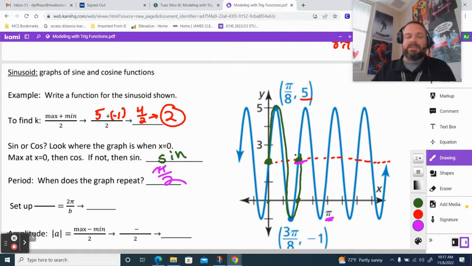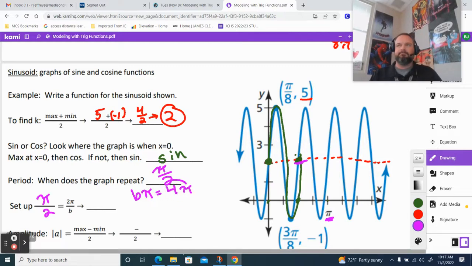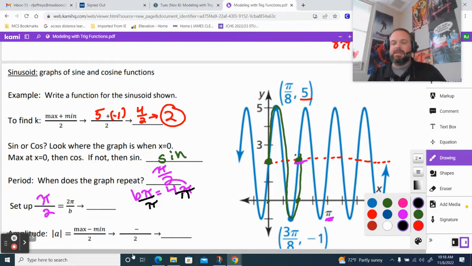So we got to use that to actually find our b. So I'm going to put pi right here, and I'm going to put 2 right here. Now, we're actually looking for b. So we're going to cross multiply. Okay, so I'm going to get b pi equals 4 pi. I cross multiplied. All right, I'm going to divide out a pi. Yeah, b equals 4.